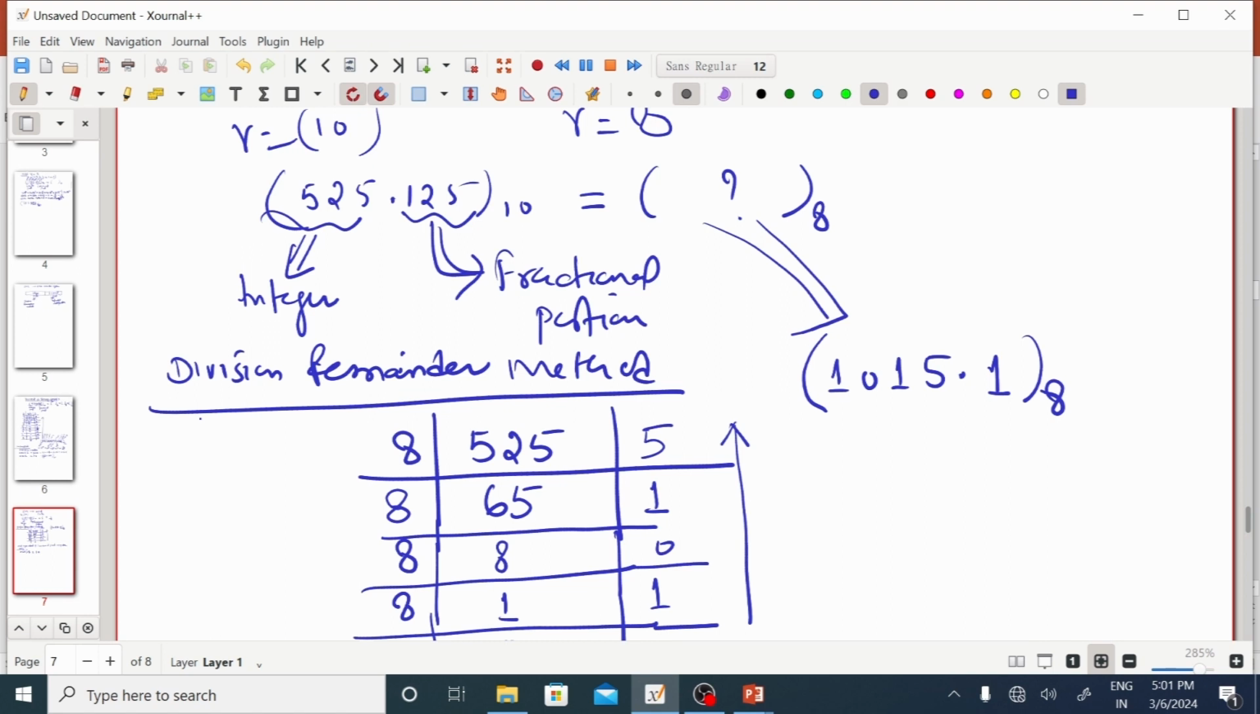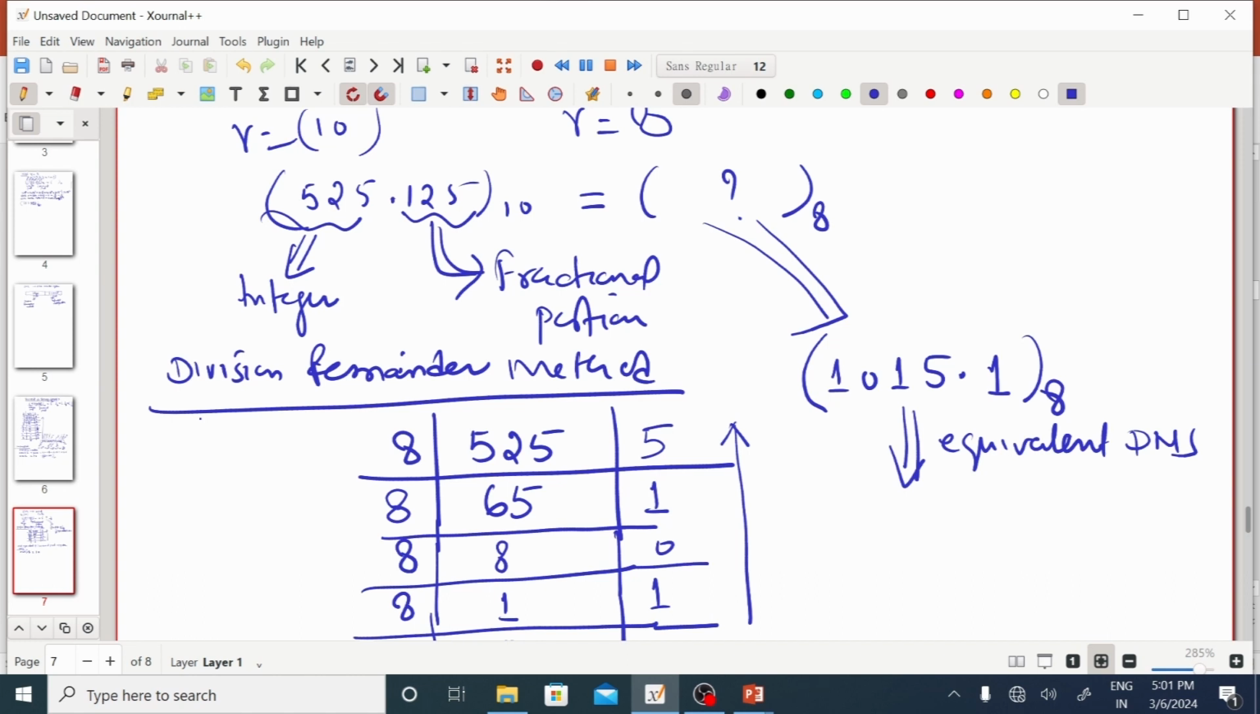Now let us prove whether the obtained octal number is equivalent to the given decimal number or not. We know the process of converting any number system into a decimal number system. So for obtaining the equivalent decimal number, there are how many digits in the integer portion? There are 4 digits.